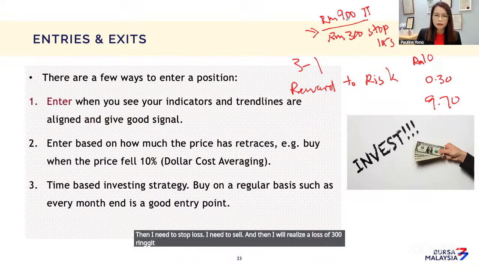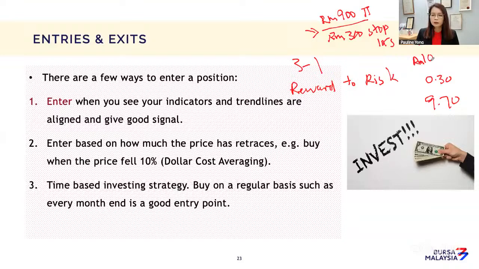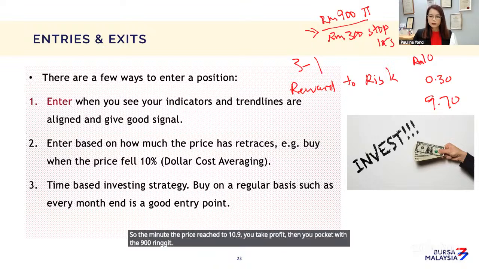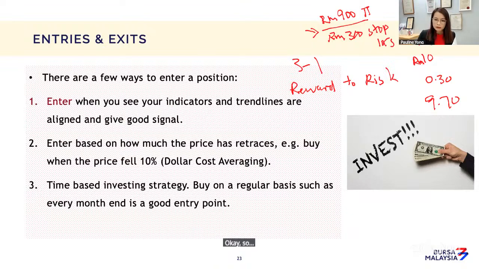And then let's say your profit target is 900 ringgit, meaning that your profit target should be 10.9. So the minute the price reaches 10.9, you take profit, and you pocket the 900 ringgit. So this is a typical reward to risk ratio, which is 3-to-1.